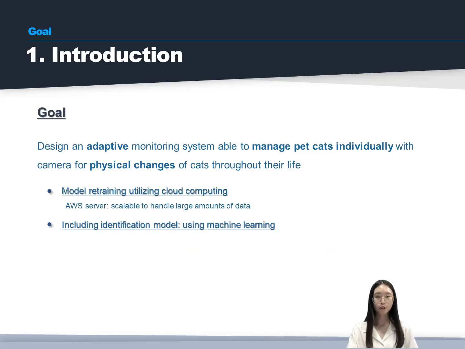To address this challenge, we designed an adaptive monitoring system with camera for physical changes of cats that utilizes cloud servers to retrain the cat identification model. By leveraging the cloud computing, we can update and refine the cat identification model based on new data. This approach allows us to adapt to changes in the cat's appearance and improve the accuracy of the system over time.